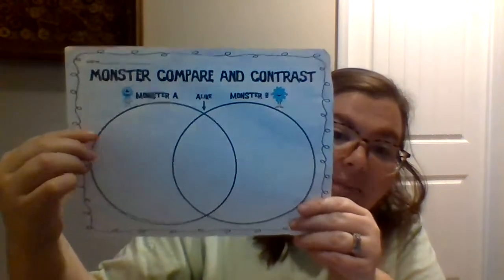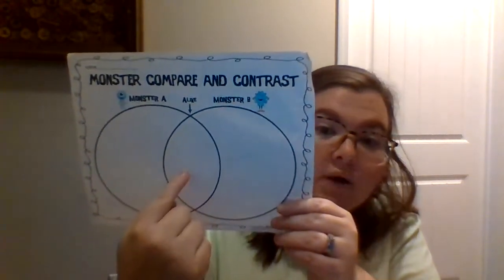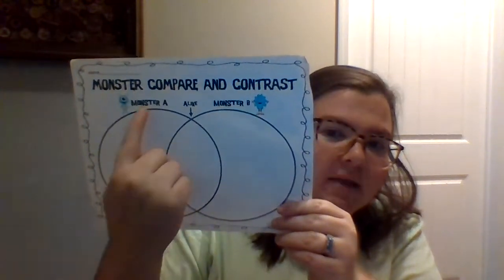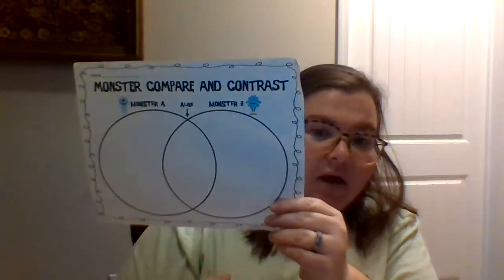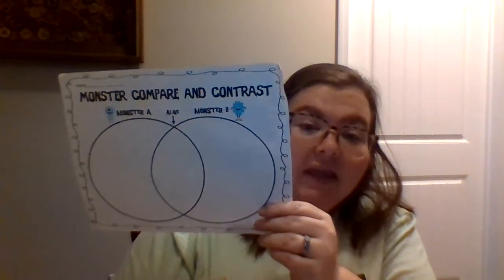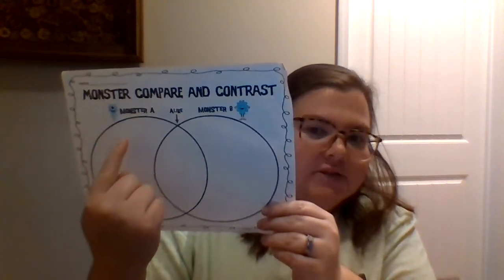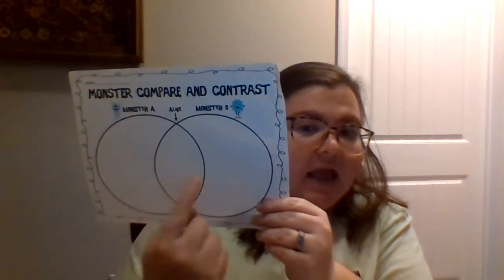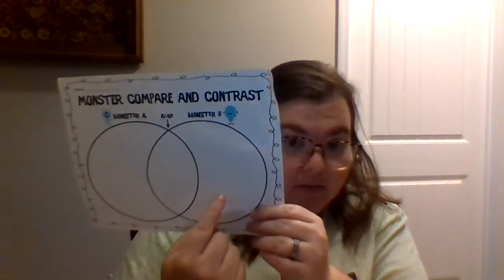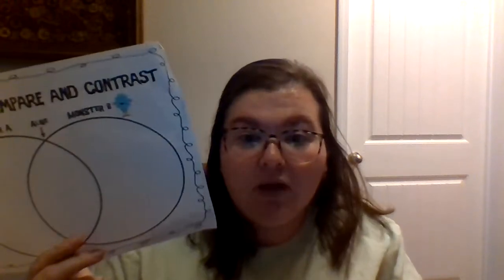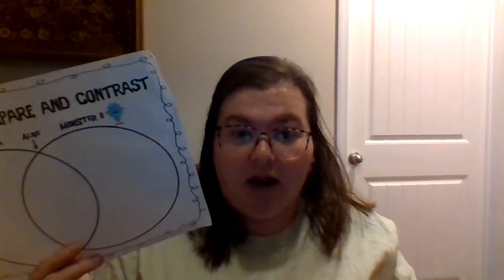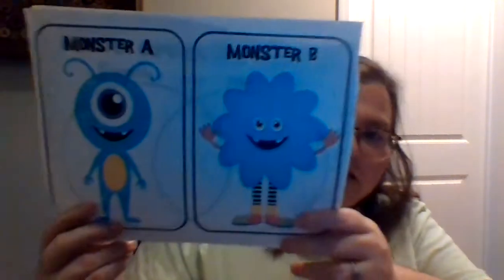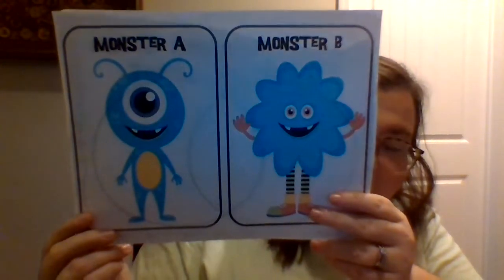And so what happens is in the middle we put what's the same. So when you look at Monster A and you look at Monster B, what's the same about them? And then you look at what's different. So here's just Monster A, here's just Monster B. Okay? So I'm going to help you with one or two of them, and then I'm going to ask you to do something with your family at home, okay? Alright, so first thing, let's just take a look at Monster A and Monster B.